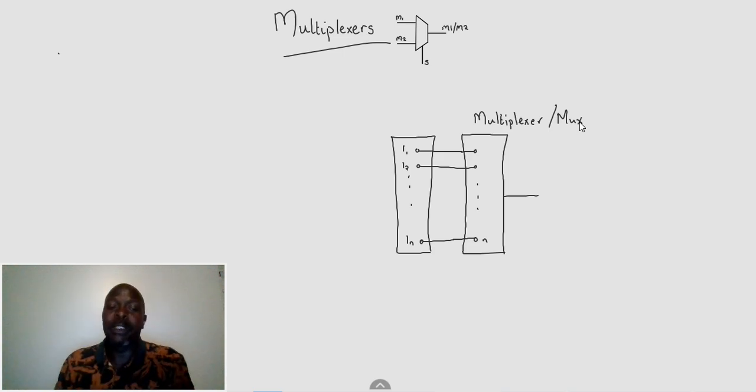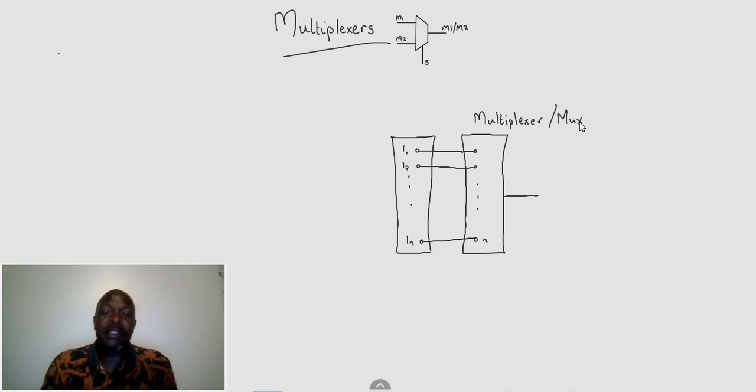An example here is a lot of parallel circuits being converted into a serial circuit. These could be parallel inputs, and they're being converted into serial outputs. Obviously, they're going to come one after the other. So that will be another job of a multiplexer.